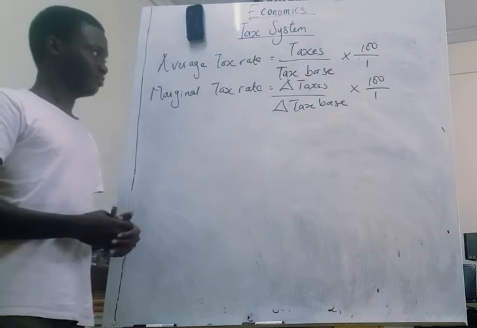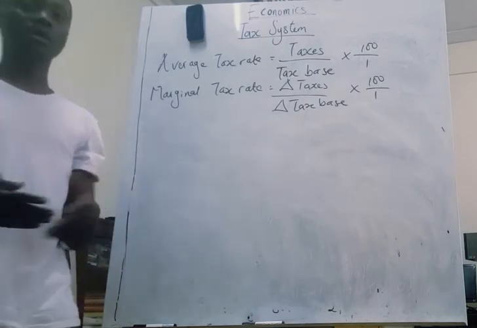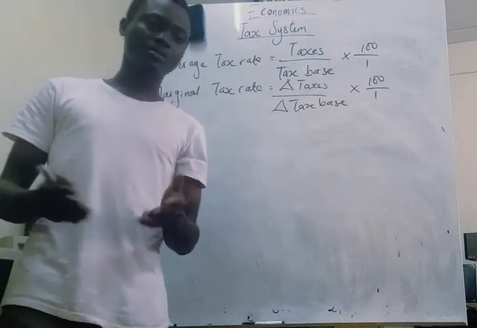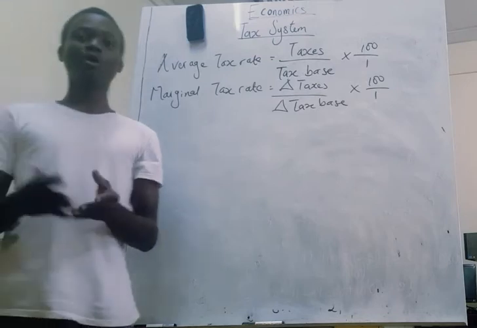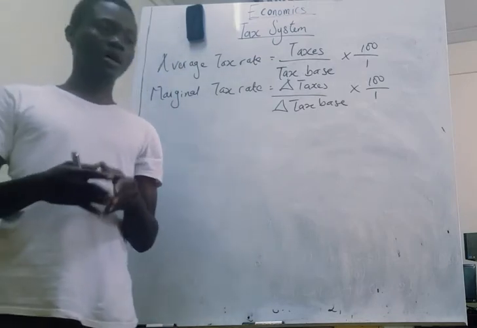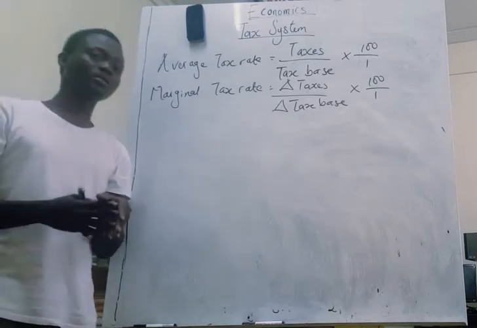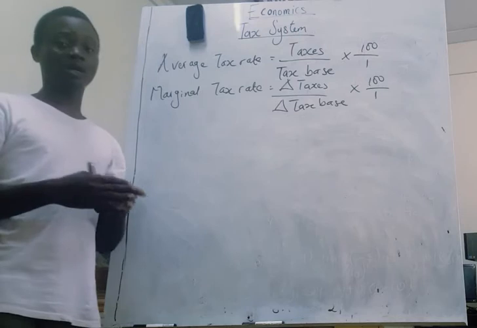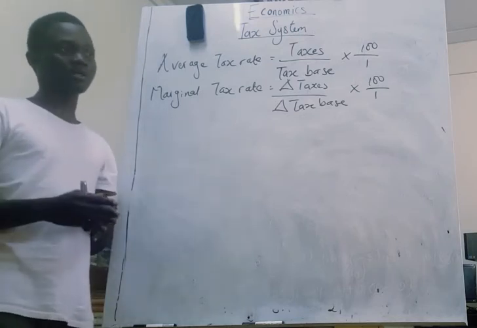Let's go into the very first tax system, which is called the progressive tax system. What is the progressive tax system? A tax system is said to be progressive if an individual pays more in taxes as his or her income rises. For the purpose of this lesson, we shall assume that income is the tax base. We are not talking about wealth or other things, just income.